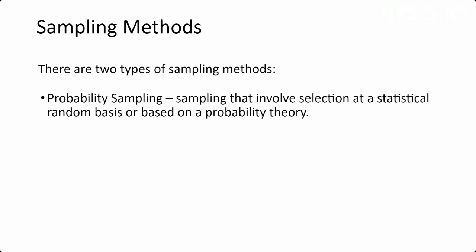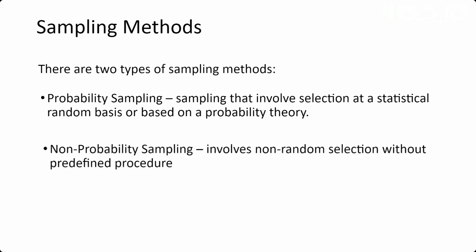There is a prescribed guideline on how you are going to do your sampling. And then we also have non-probability sampling, which involves non-random selection without a predefined procedure. Here, there is no predefined procedure or formula, but it's just a non-random selection where the researcher is the one who decides who they are going to interview, or what their sample is going to be. In our session today, we are only looking at probability sampling.